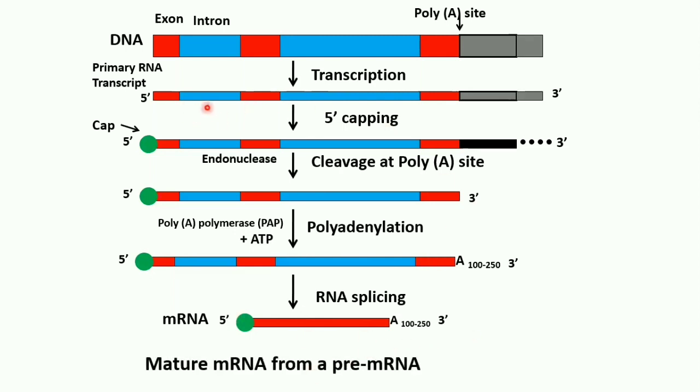Okay, so this was the pre-mRNA from the DNA. This transcribed to form the primary RNA transcript, and then after modification, it has produced the mature mRNA with the cap, and these are the exons and the poly A tail.